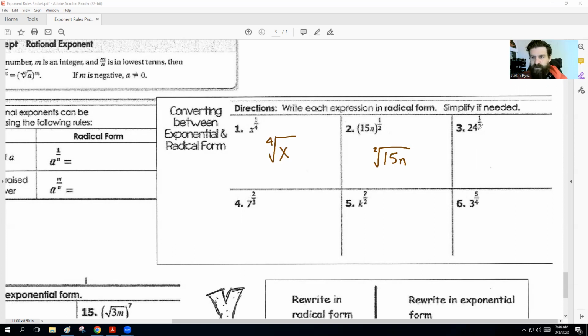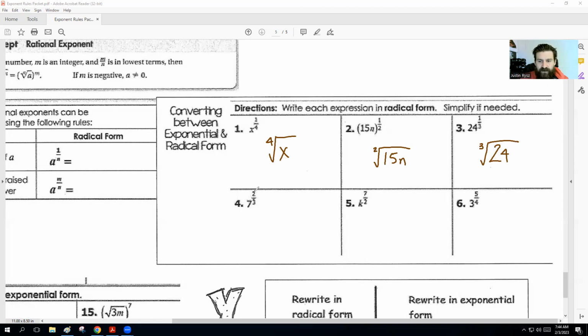Next, what's 24 to the 1/3 power? Remember, we have a fraction here. The base is 24. The 3 is the index of the root. Hopefully we're doing all right here. If it's just a simple 1/4, 1/2, 1/3, 1/5, you're just going to take the base and put it inside of a radical. The index is going to be that denominator.